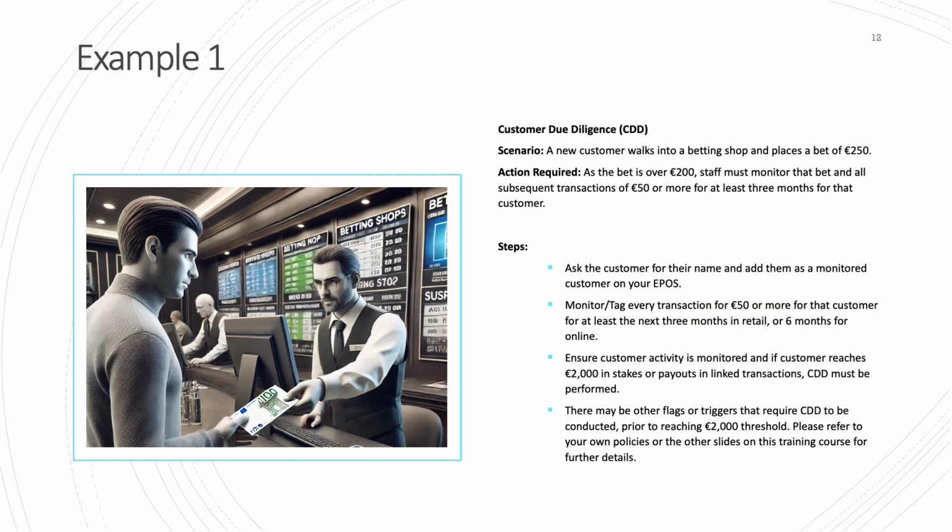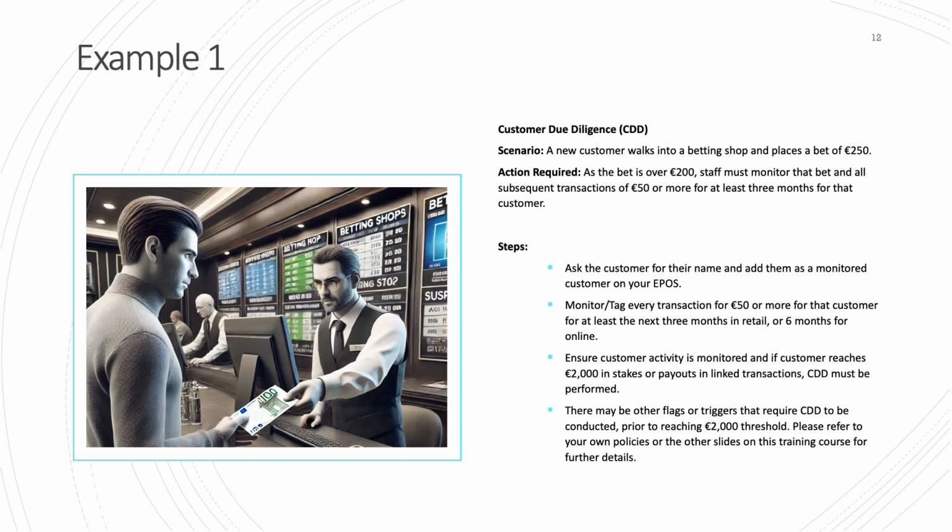Here is an example of a possible scenario of when customer due diligence would be required. A new customer walks into a betting shop and places a bet of €250. As the bet is over €200, staff must now monitor the customer and all subsequent transactions of €50 or more for at least 3 months using the customer monitoring tagging function on your till.